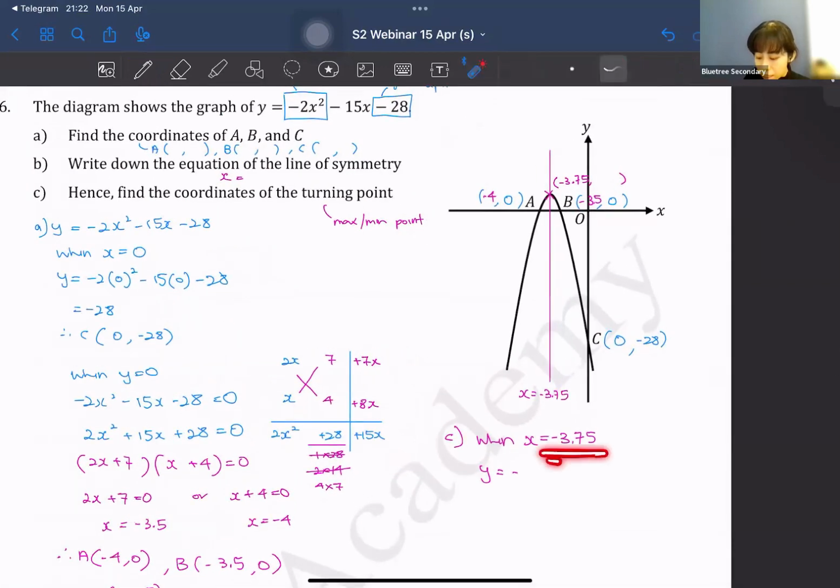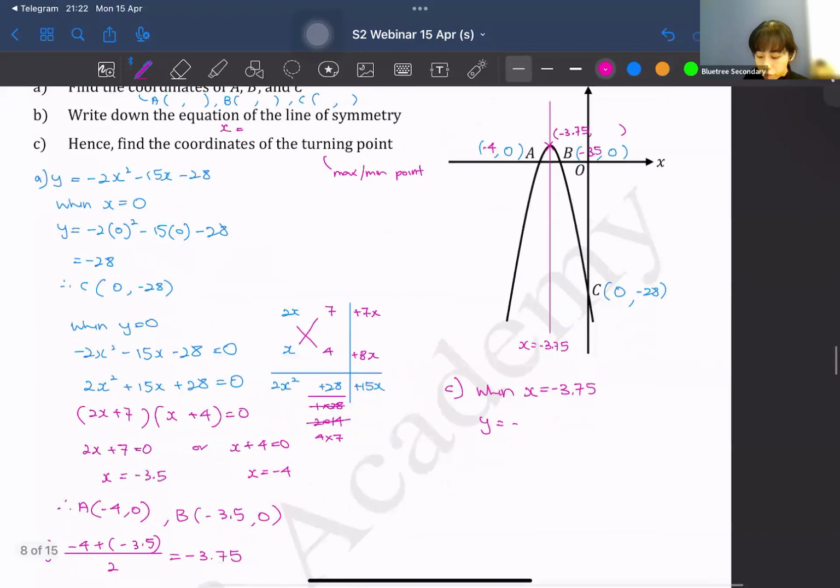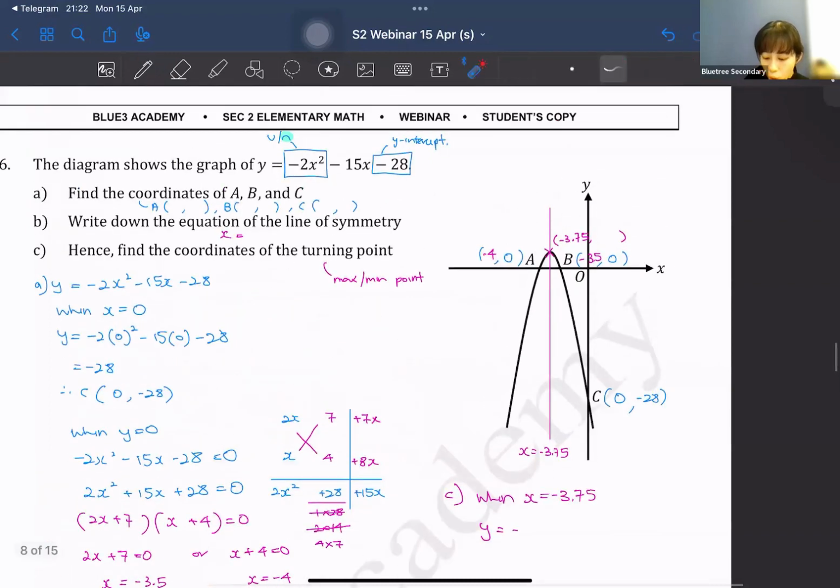Since my x is a negative number, I'm going to first replace all this x with brackets to avoid any careless mistake. So I have negative 2 times x squared. I'm going to replace my x with just brackets squared, minus 15 times x. I replace with another bracket, minus 28. And now all I'm going to do is put in this negative 3.75 into these two brackets.